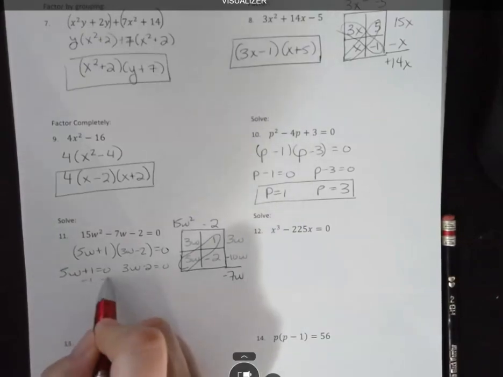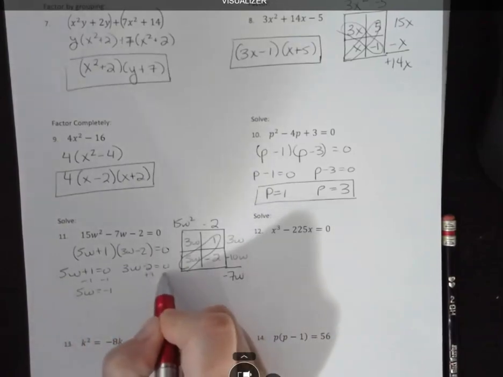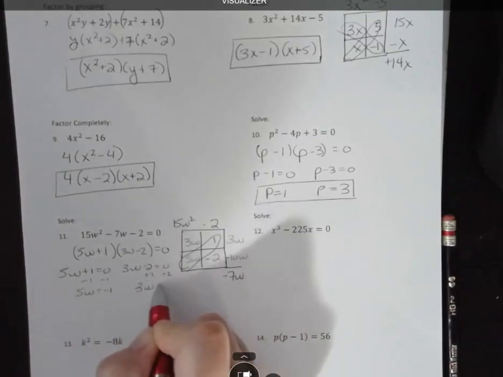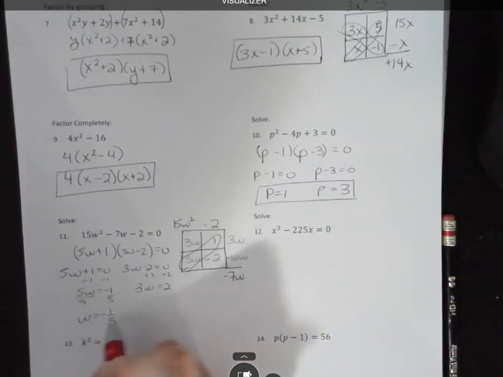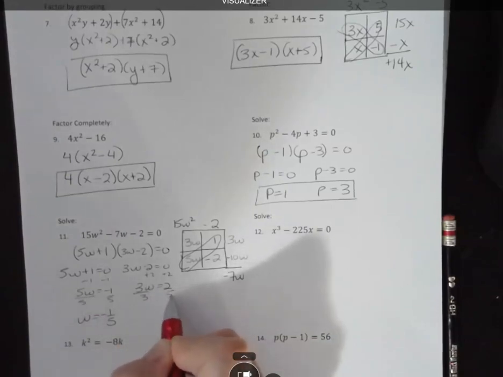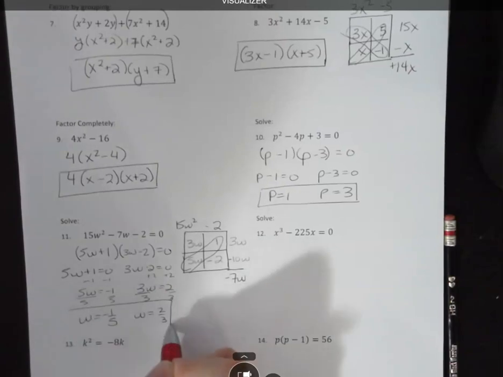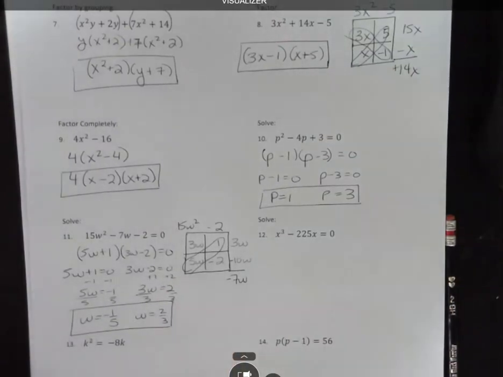I'm going to subtract 1 from both sides. I'm going to add 2 to both sides. And then I'm going to divide both sides by 5 to get w is negative 1/5, and divide both sides by 3 to get w is 2/3. So those are the 2 possible solutions for that equation.